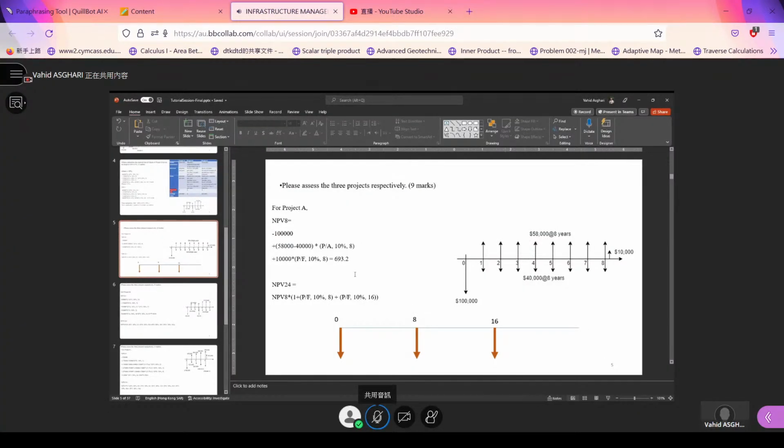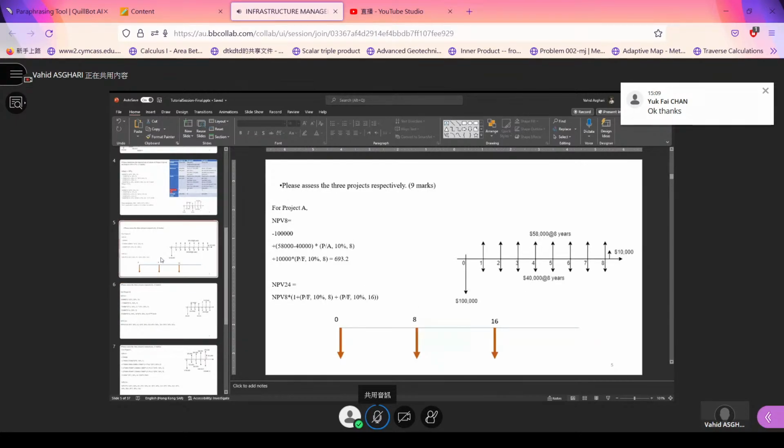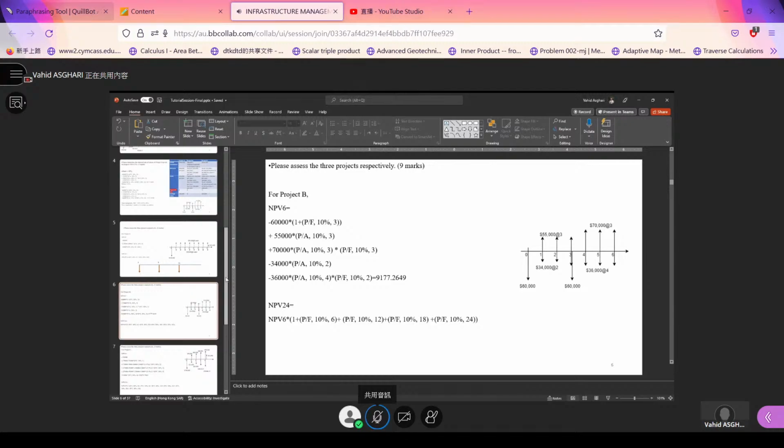So here is the idea. Anybody has any problem with that? Anybody has any problem with the idea of repeating the net present value instead of just repeating the cash flow? In this way, you will be less prone to making mistakes. Okay, if you had any question, please raise your hand. Please turn on your microphone and talk.